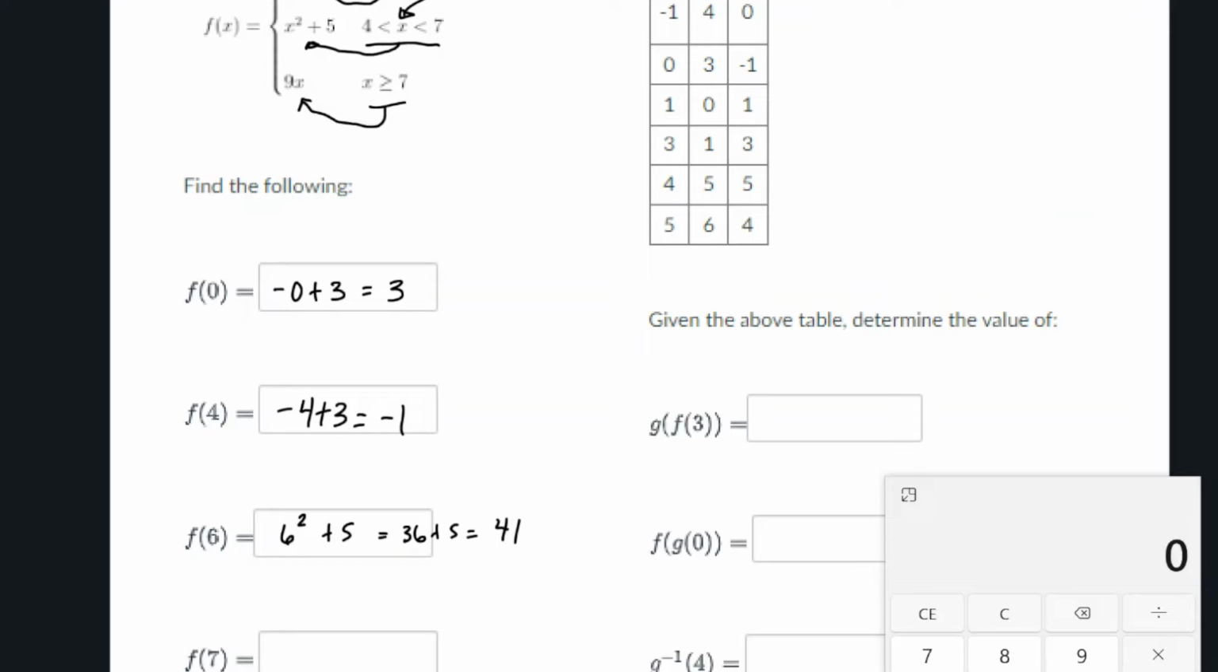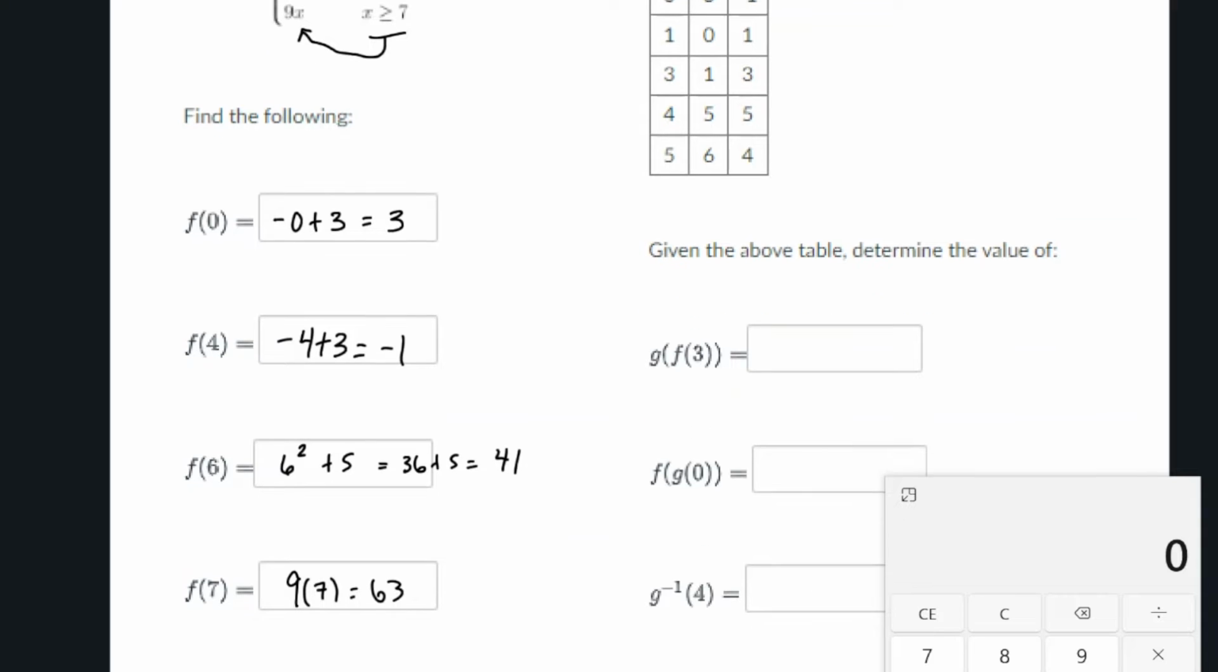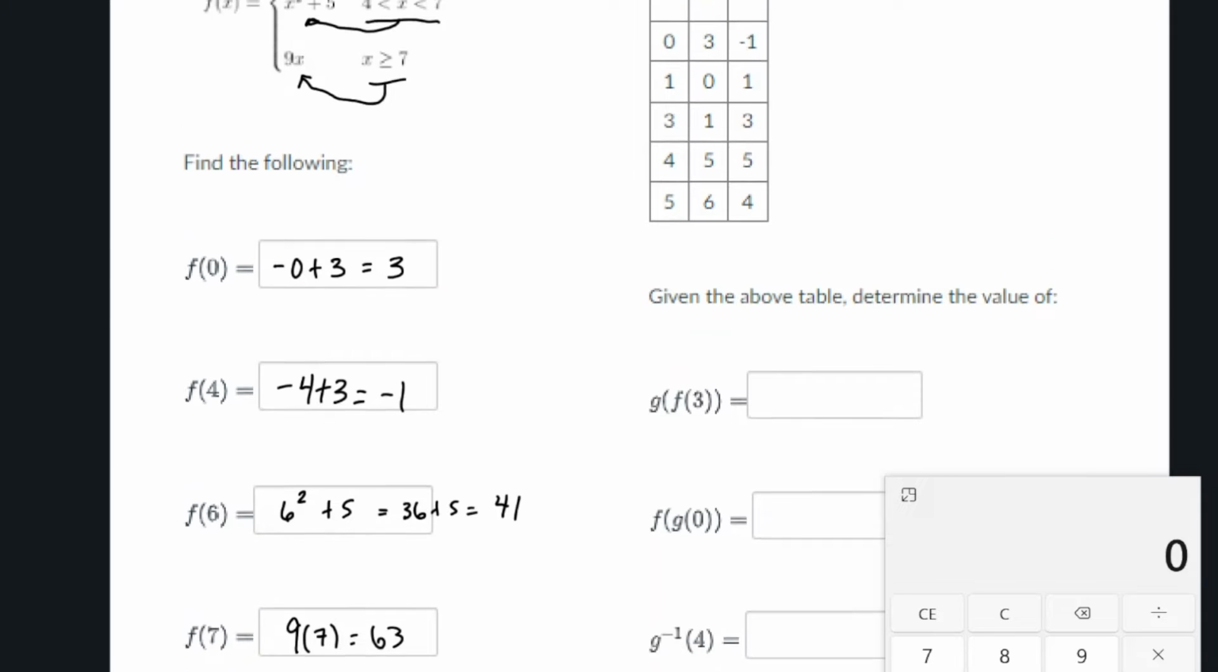So now for the next one, we have f of 7. Now at 7, notice this doesn't include 7, so we go to the next branch, which has an or equal to sign, so it includes 7, so it's 9 times 7. And then finally at 8, since we're greater than or equal to 7, that would be the last branch, so 9 times 8, which is 72.